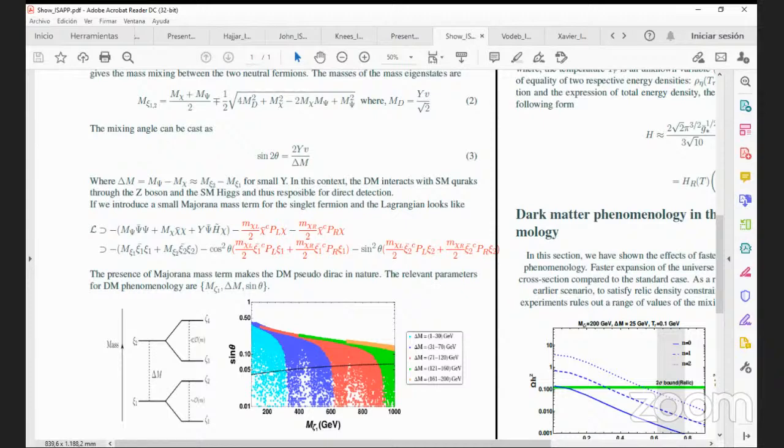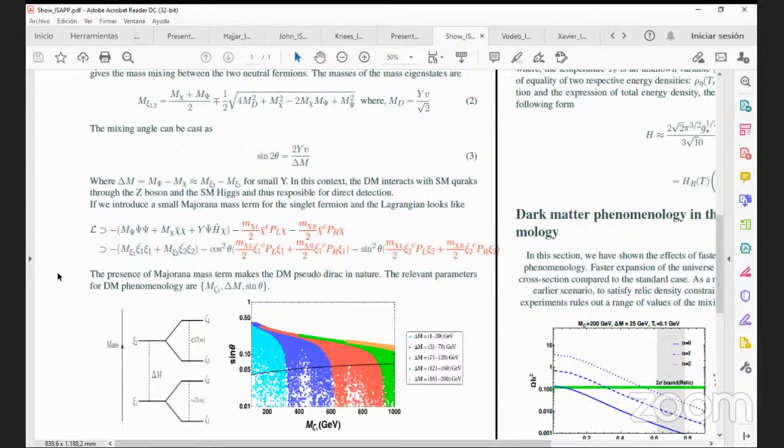Initially you have two neutral states, Xi1 and Xi2, and in this framework the lightest one will give the dark matter. So Xi1 is the dark matter, but when you switch on the Majorana mass term, Xi1 is split into zeta 1 and zeta 2, and Xi2 is split into zeta 3 and zeta 4. So you are left with four pseudo-Dirac states, and the lightest one, zeta 1, will serve as the dark matter candidate.